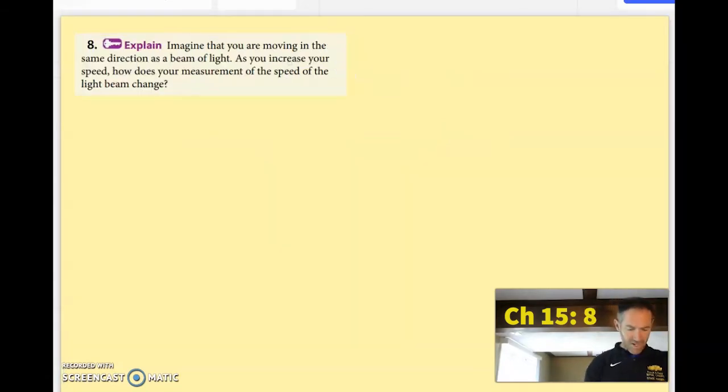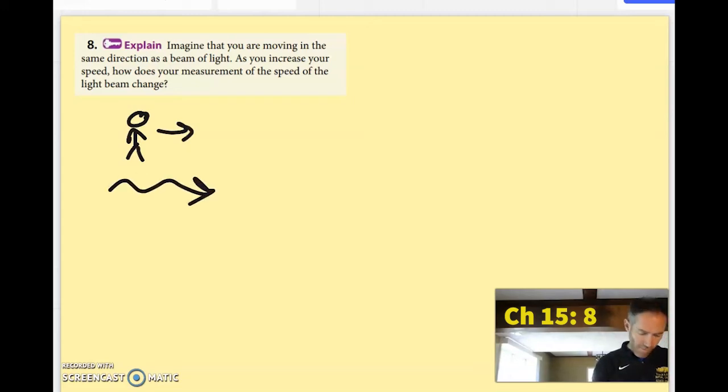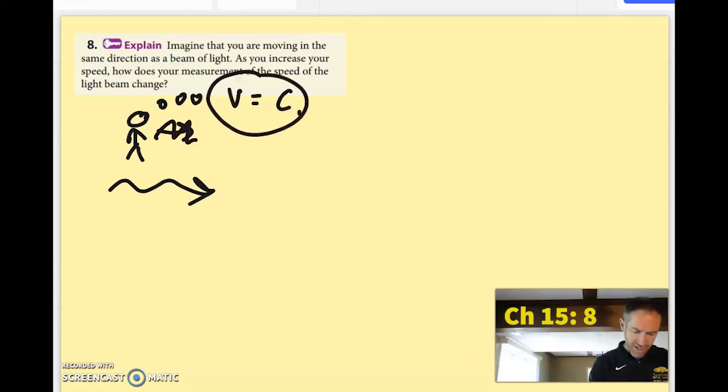and that's the part that's quantized. Number 8 says, imagine that you're moving in the same direction as a beam of light. As you increase your speed, how does your measurement of the speed of the light beam change? Well, it turns out that it doesn't. If you were moving here and the beam of light was moving here too, you're going to say that you think that its velocity is the speed of light, c. Even if I took your speed away and I just told you to stand there while the light went past you, you would still say that was the same thing.